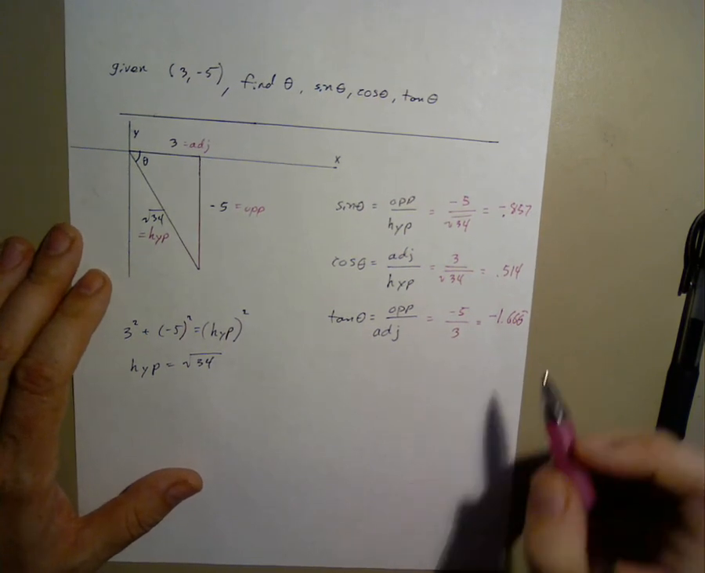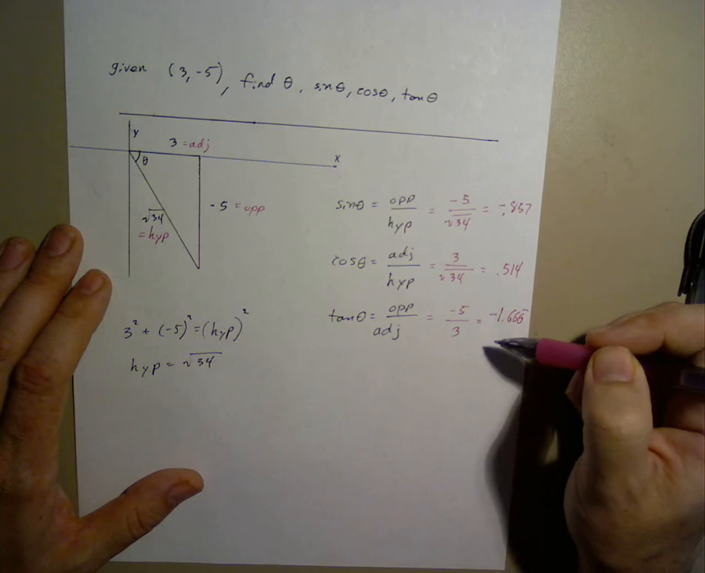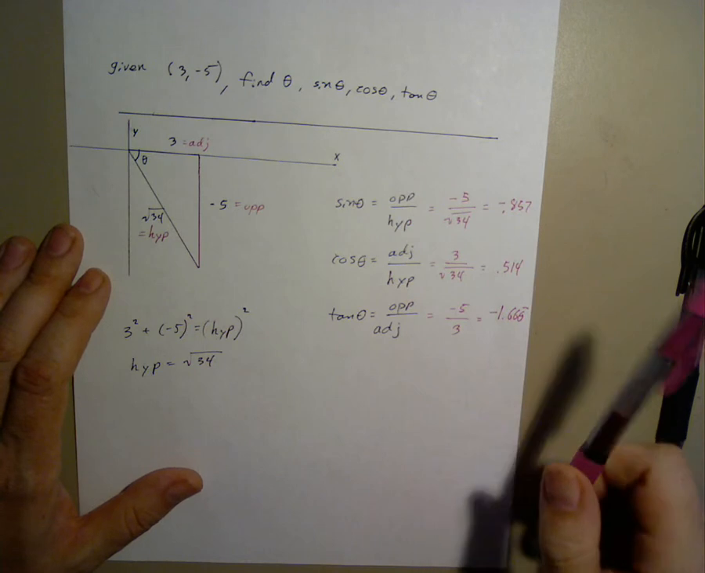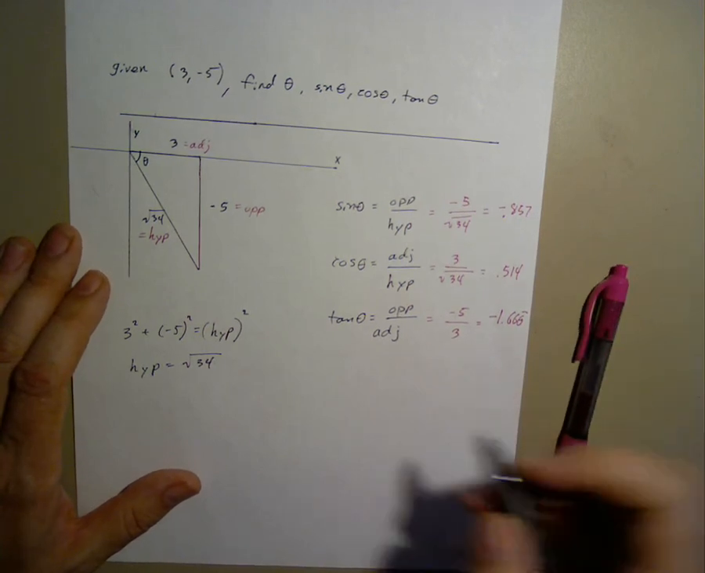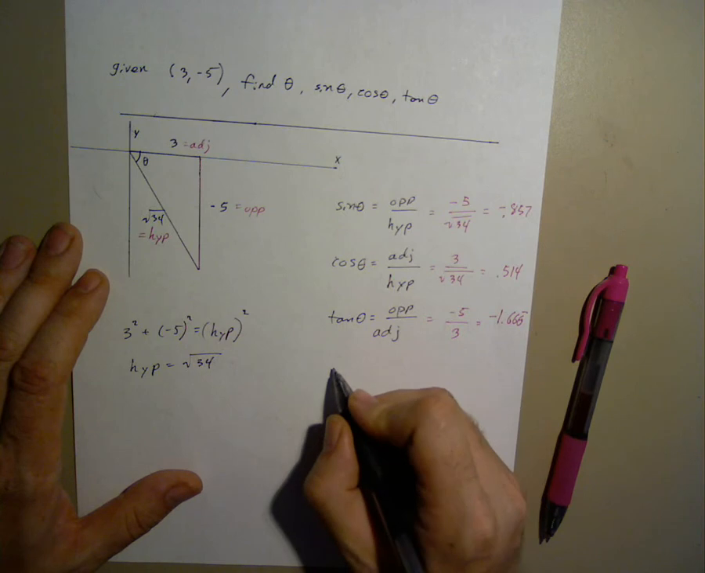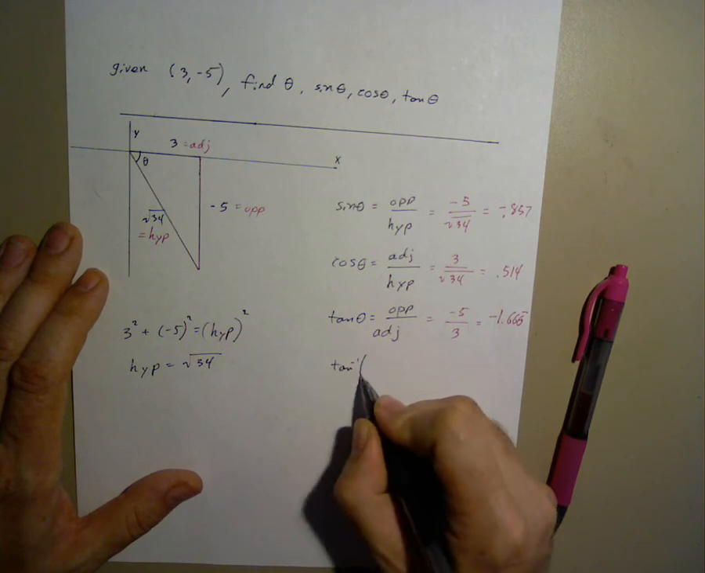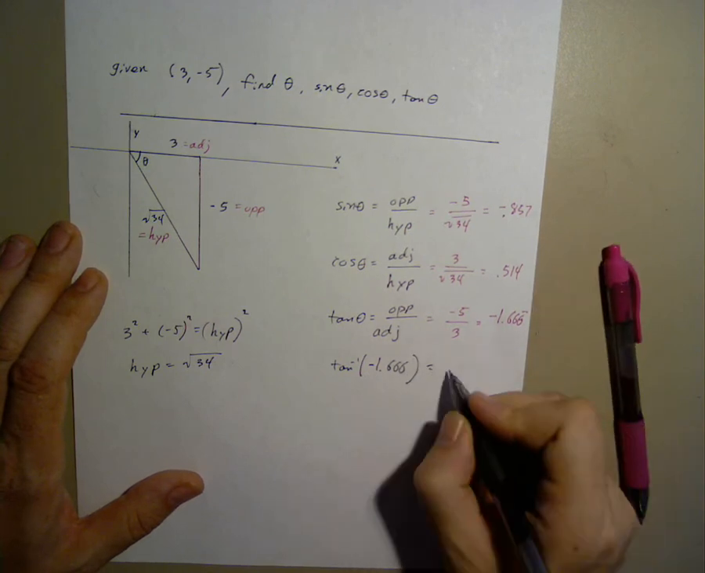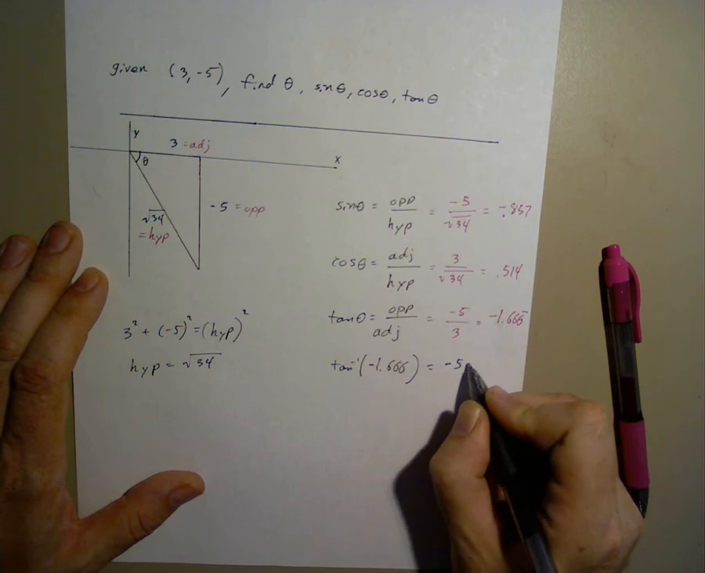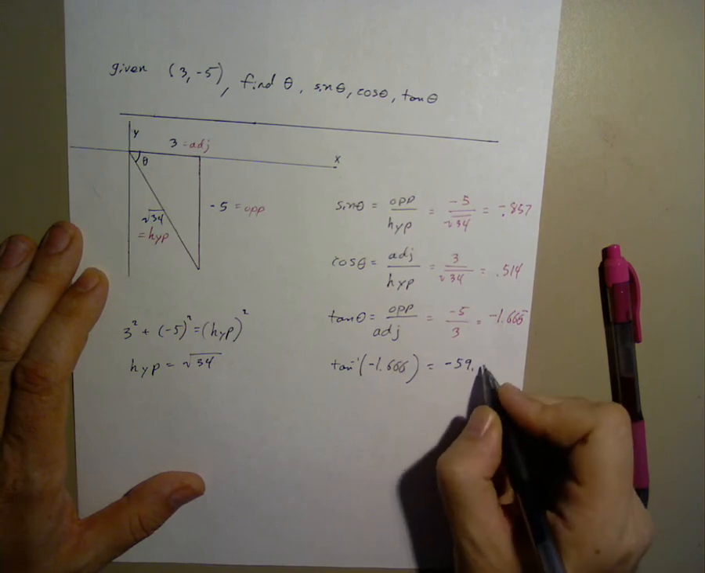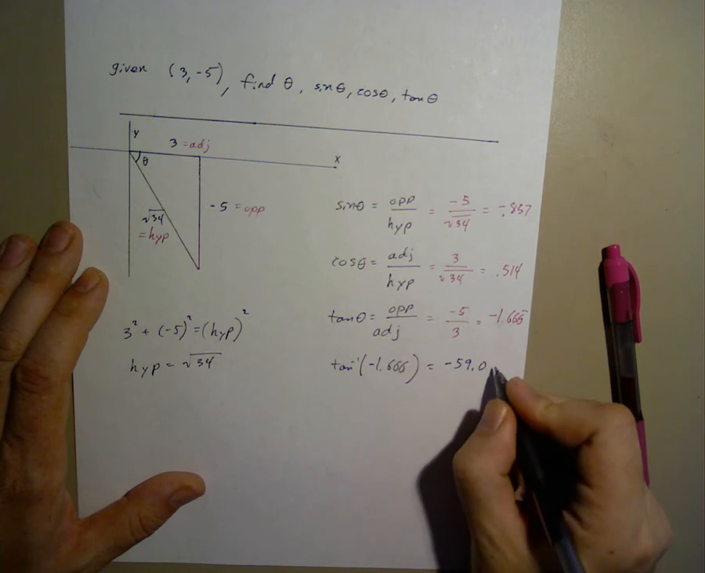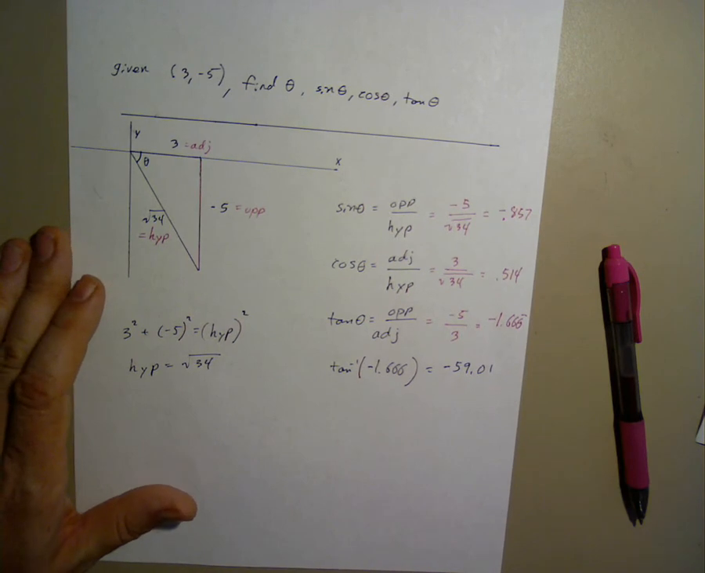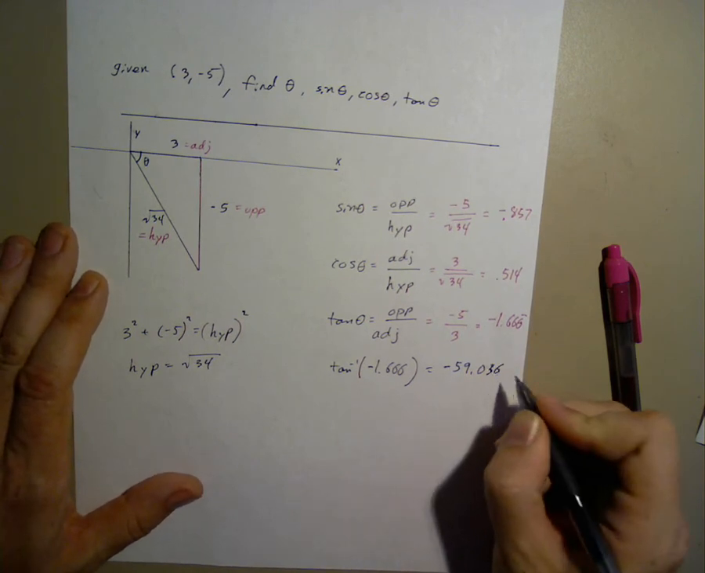Now we can use any of these to get back and find the original angle. To do that, I use the inverse tangent. The inverse tangent of -1.666 gives us -59.036 degrees.